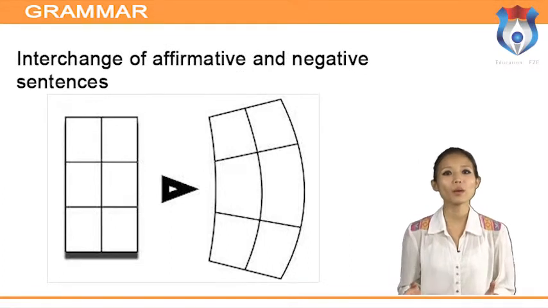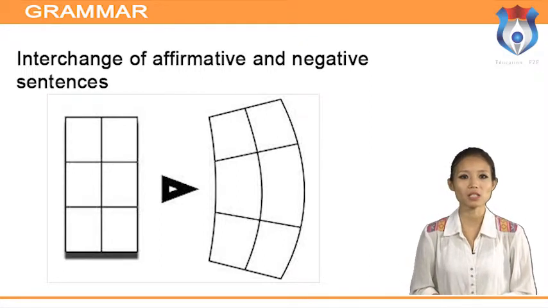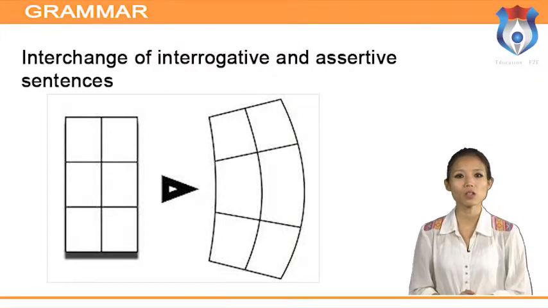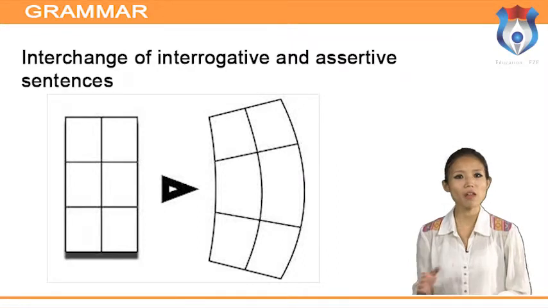Interchange of affirmative and negative sentences. "I was doubtful whether it was you." Affirmative. "I was not sure that it was you." Negative. Interchange of interrogative and assertive sentences. "When can their glory fade?" Interrogative. "Their glory can never fade." Assertive.